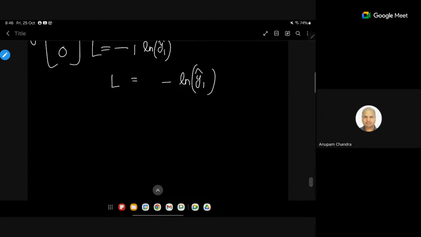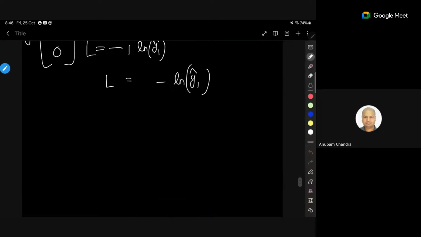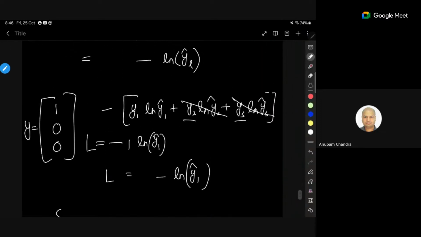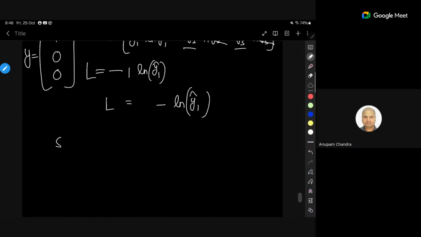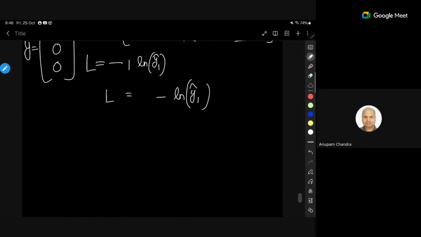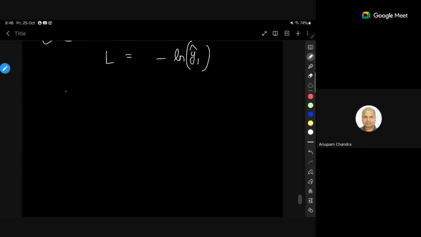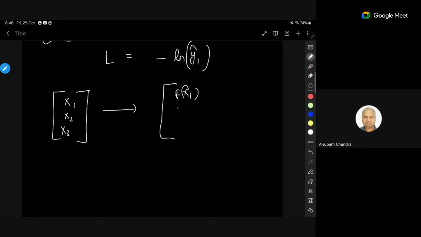So see, whenever we have softmax, we define it and all. Just a quick question. Let's say we had a vector, x1, x2, x3. This is a vector, and we get output also as f of x1 or all of them, doesn't matter. x1, x2, xn, something.